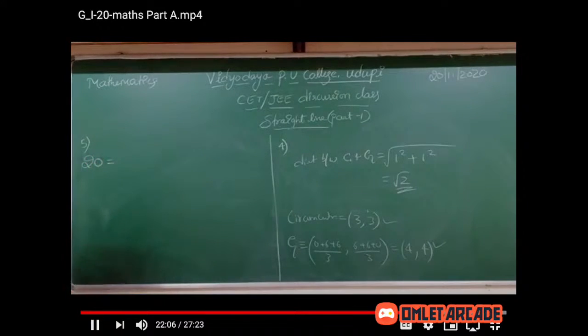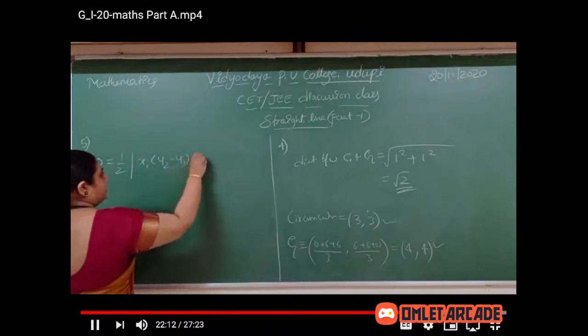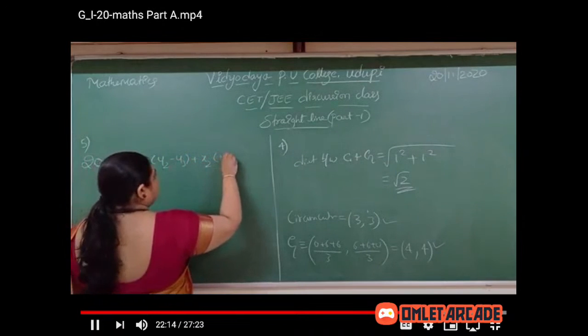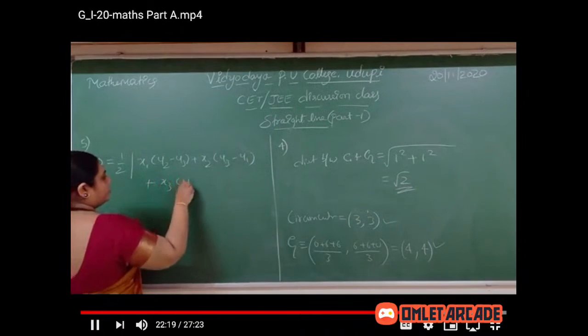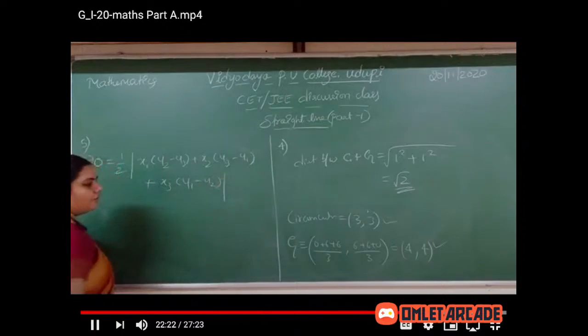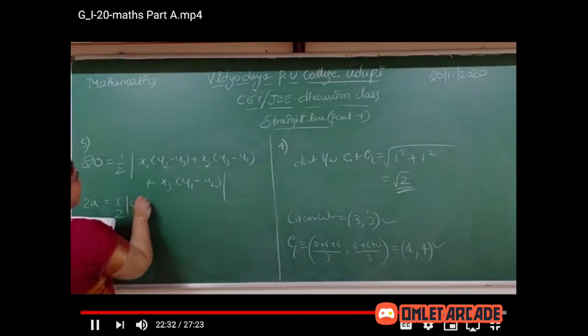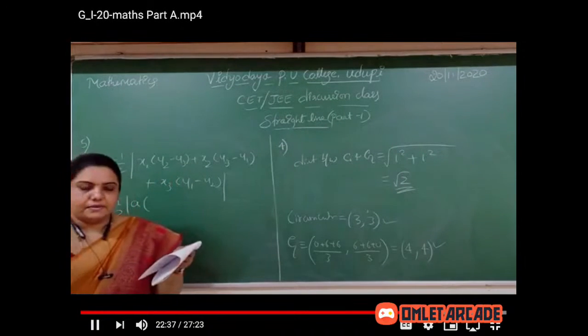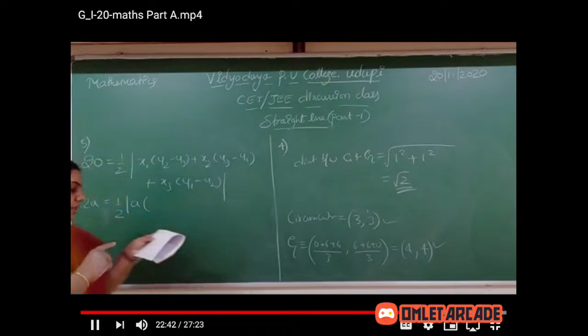3 vertices are given, you know the formula: half into x1 into y2 minus y3 plus x2 into y3 minus y1 plus x3 into y1 minus y2. This is the formula, isn't it? So here half into, area is 20. Take a comma 0 as x1 y1, 0 comma 1 as x2 y2, and minus 1 comma 0 as x3 y3, and substitute it.